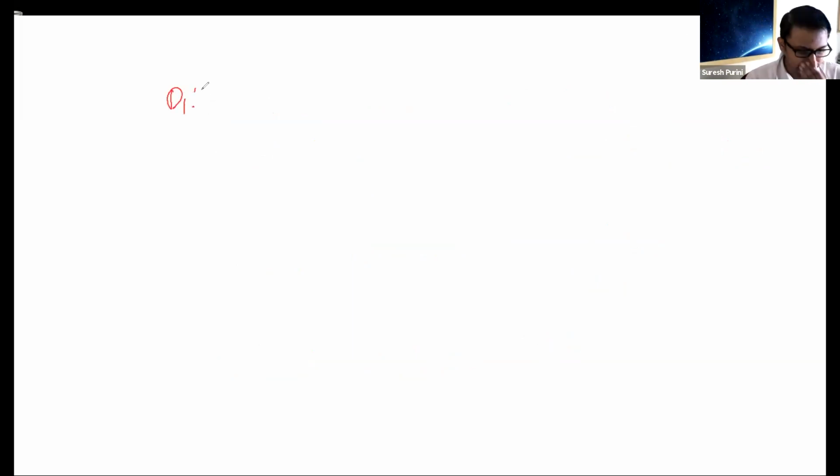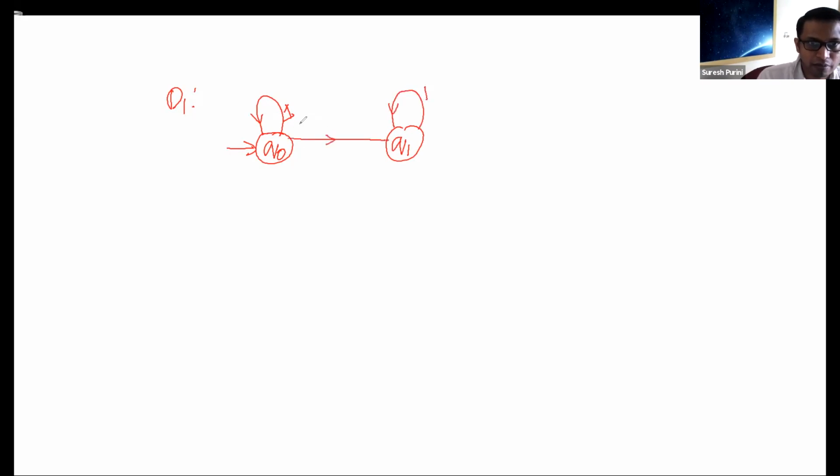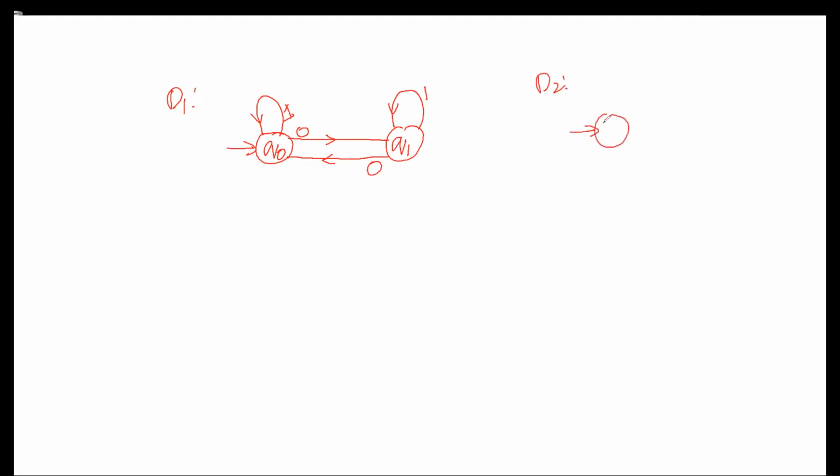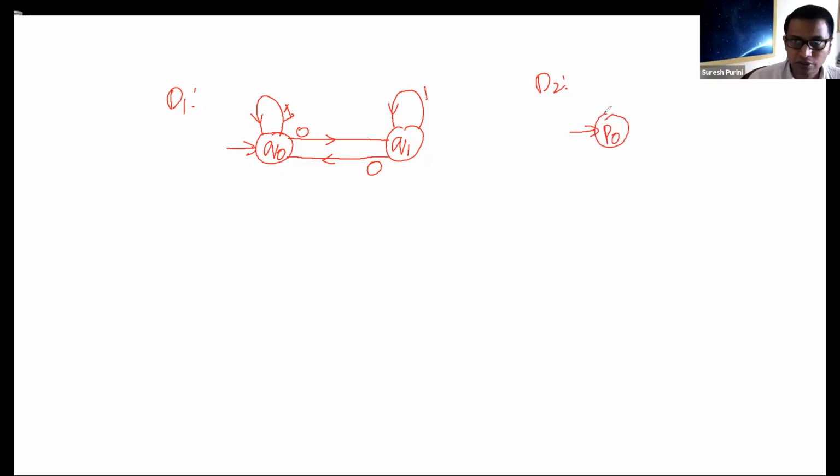There is a DFA D1. In this DFA D1, there's an initial state Q0, and then there is another state Q1. When you're in the initial state and you see input 1, you stay back here. Similarly, this is also the same. But if you see 0, you move from state Q0 to state Q1. Similarly, there is another DFA D2. Let's call the initial state P0. In this DFA, on looking at 0, you stay back here. And then there is another state P1.